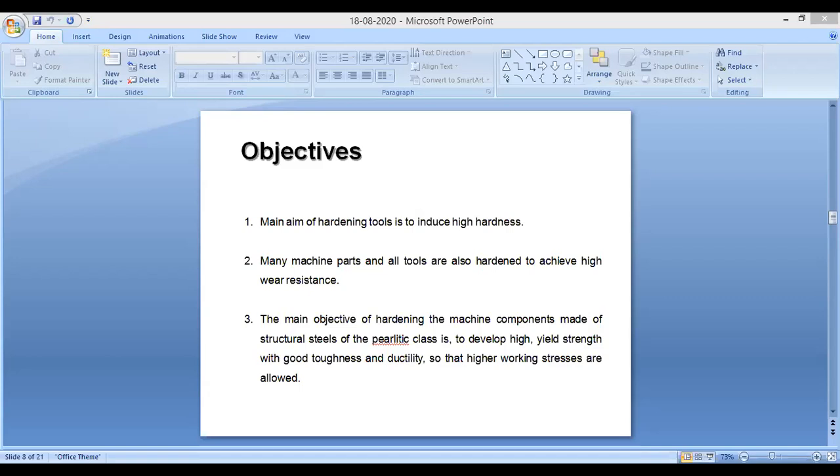And the second one is many machine parts and all tools are also hardened to achieve high wear resistance. The higher the hardness, the higher is the wear resistance and abrasion resistance. For example, for spindles, gears, shafts, cams, etc.